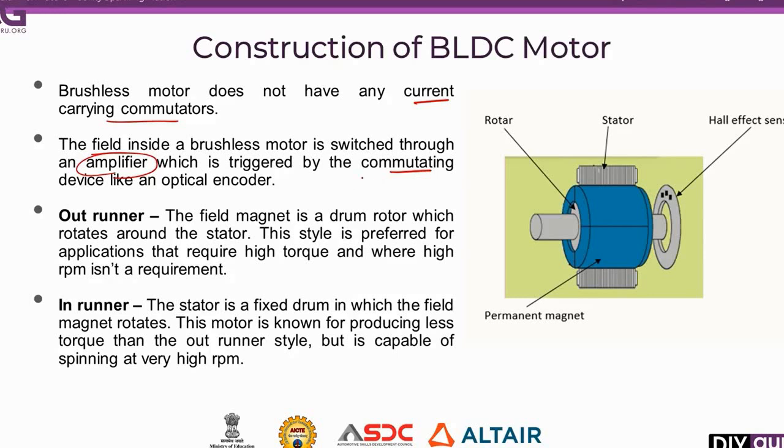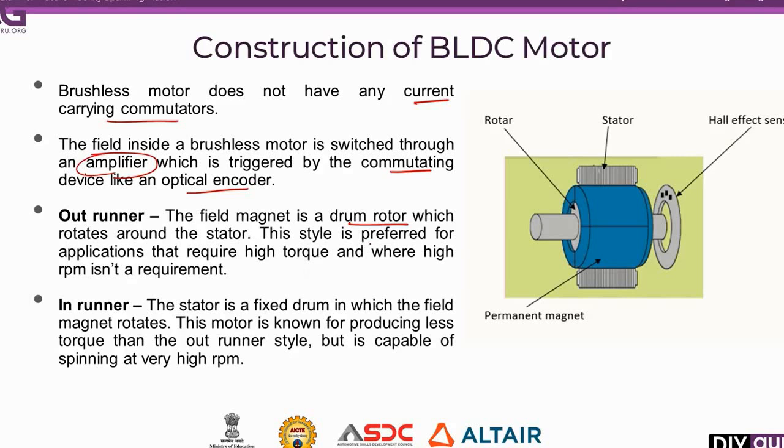You will be having a controller. Also, you will be having an optical encoder. Then comes the outrunner. In the outrunner, the magnetic field is a drum rotor which rotates around the stator. The outermost part is the outrunner. The permanent magnet will be in the outermost part and it will rotate.